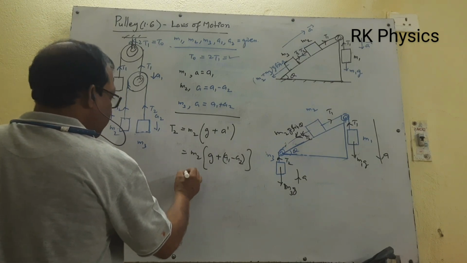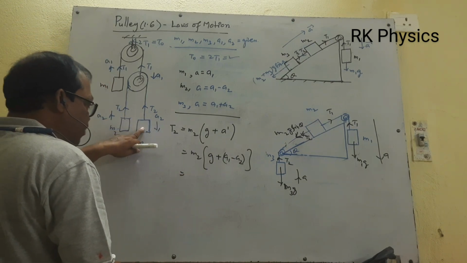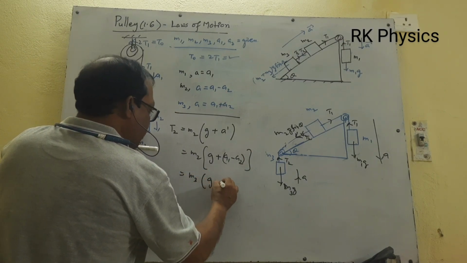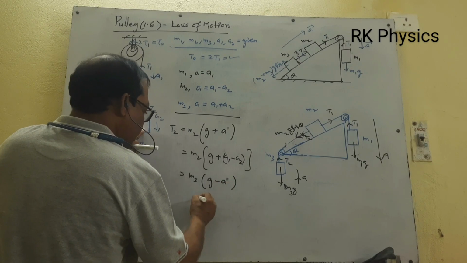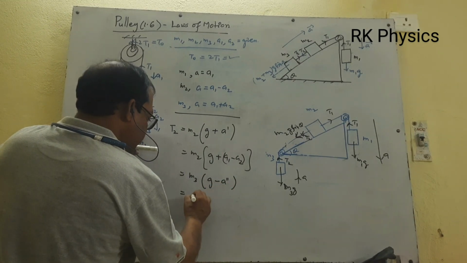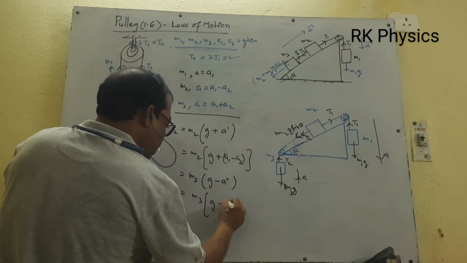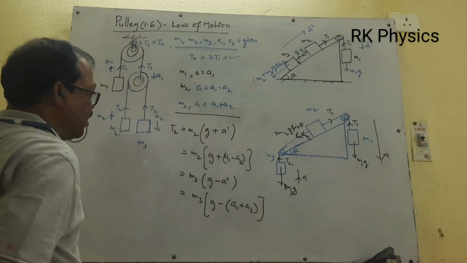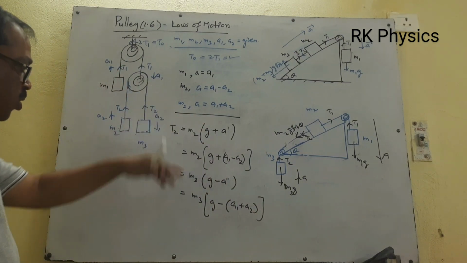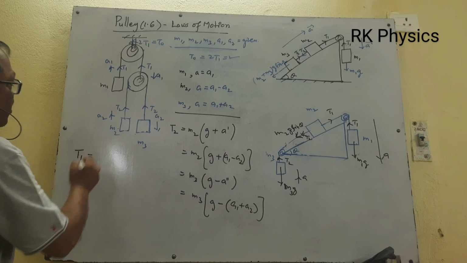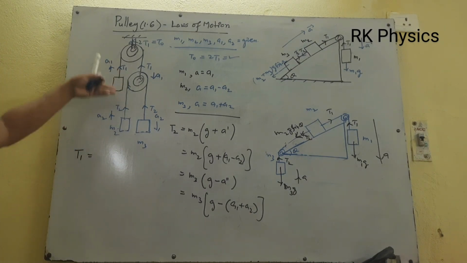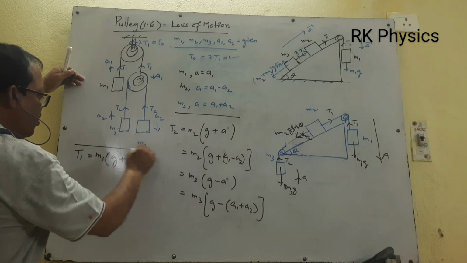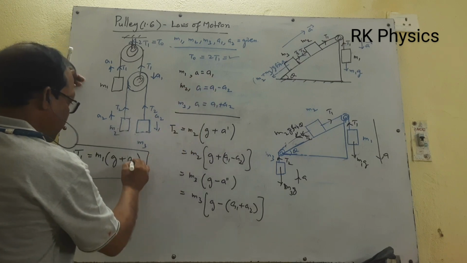Similarly, if you calculate T2 for m3, which is moving down, you write m3 into g minus a double prime, which is m3 into g minus of a1 plus a2. You calculate T2 like this, so you use m2 or m3, either one. Similarly for T1, it is mass m1. It is a simple case. It is moving up, so this is m1 into g plus a, where a means a1.